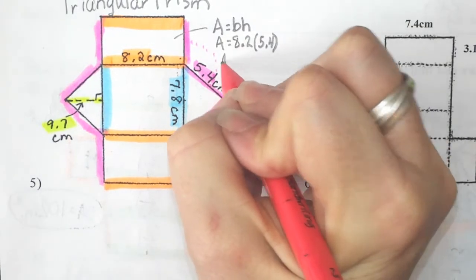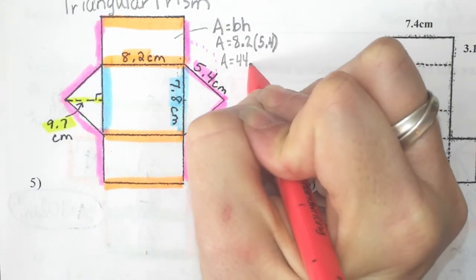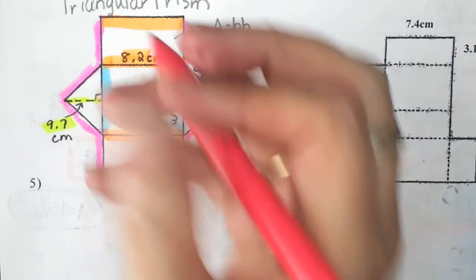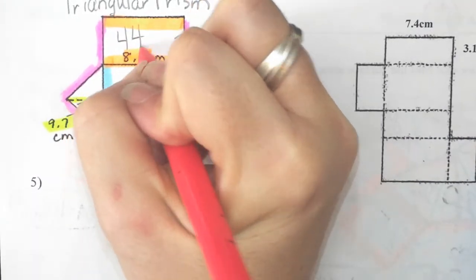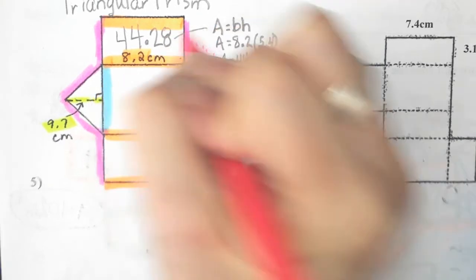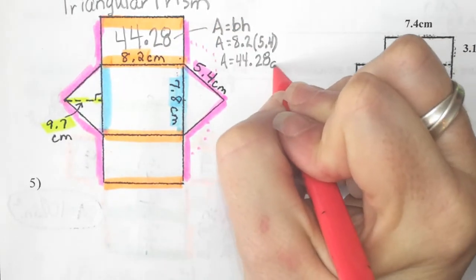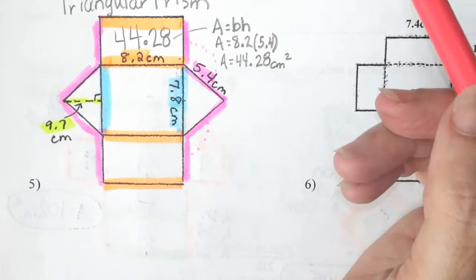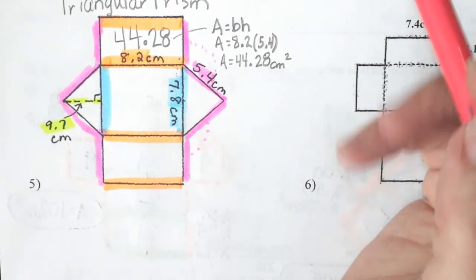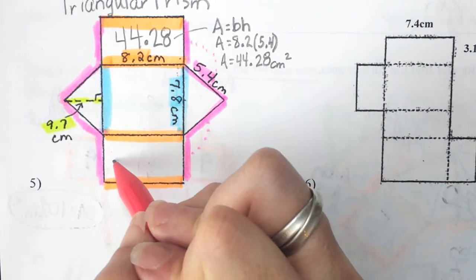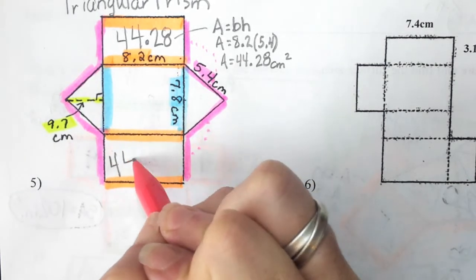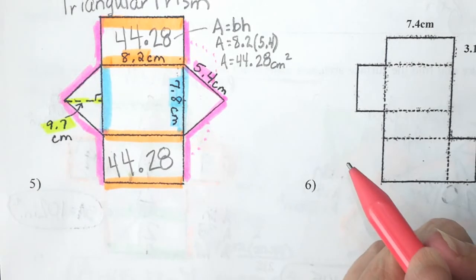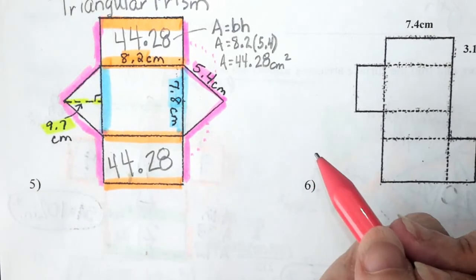And I got 44.28. I'm going back. Centimeter squared. Jumped the gun there. Okay, so pink and orange, 44.28. Ooh, I noticed this one. This one is also pink and orange, only because the numbers are the same. It's not because I wanted to just look at it.